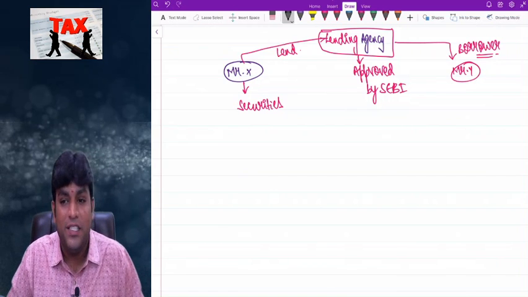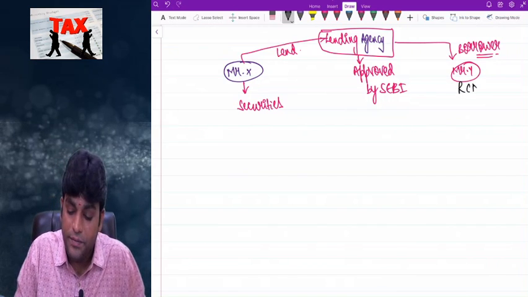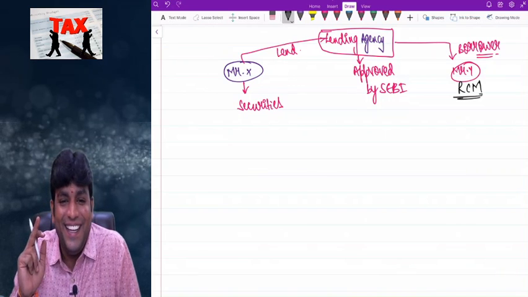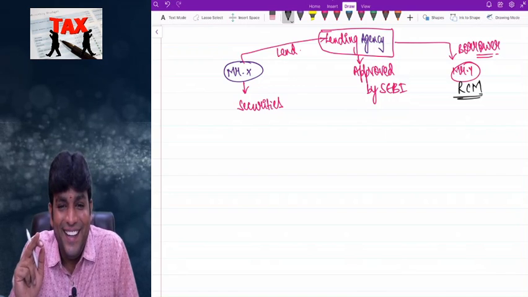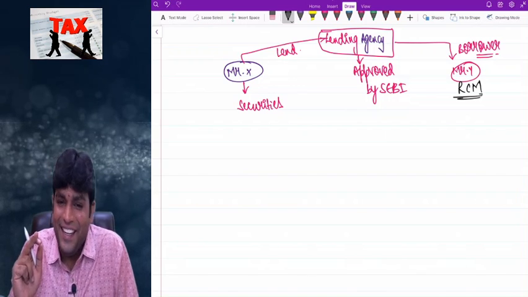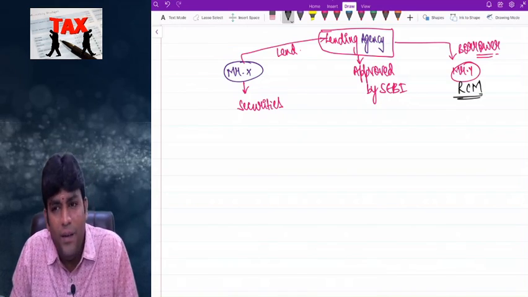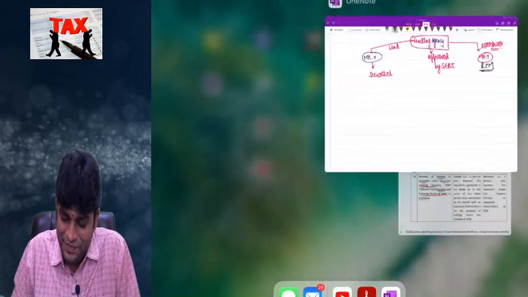Now, once I say reverse charge mechanism, what will happen? The borrower will become liable to pay GST. Clear, right? So earlier X was liable to pay GST. Now who will become liable to pay GST? Y will become liable to pay GST.